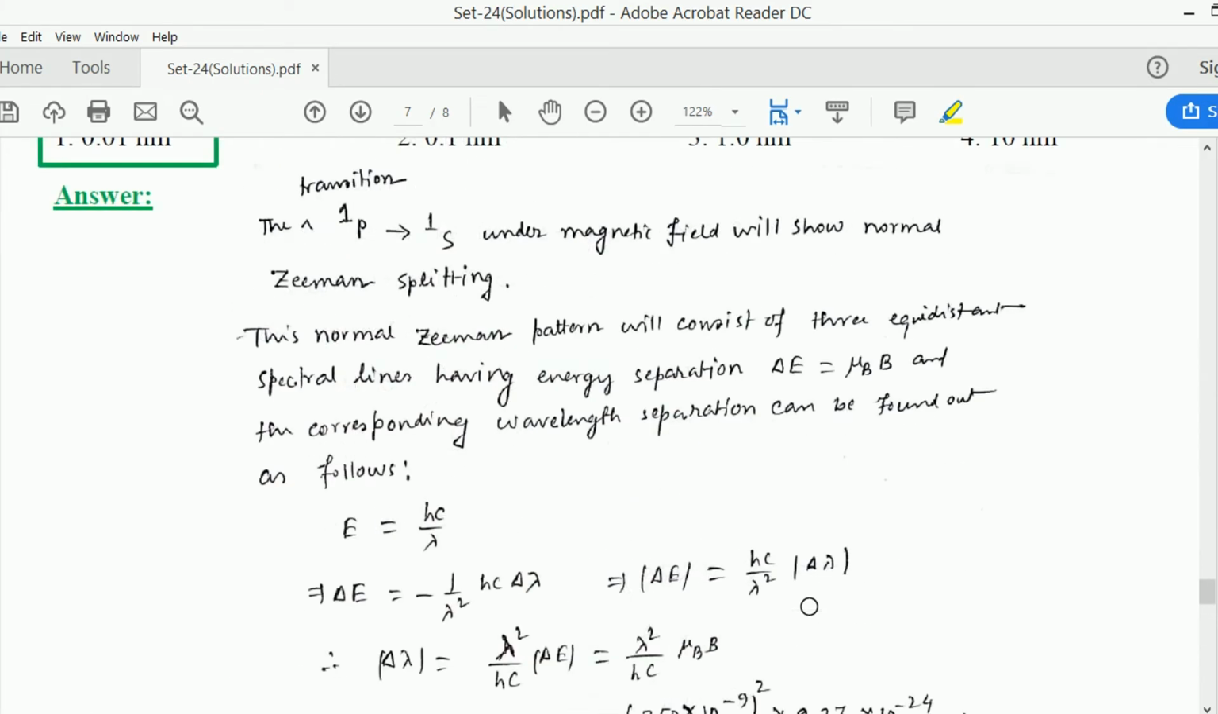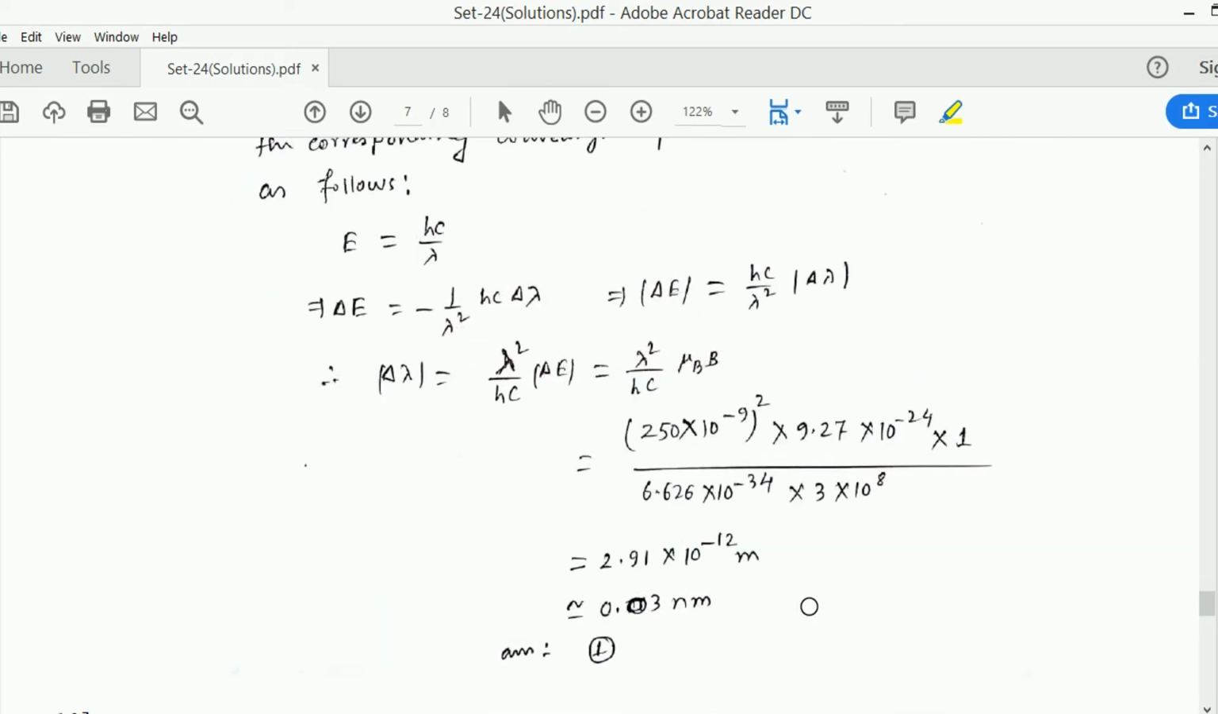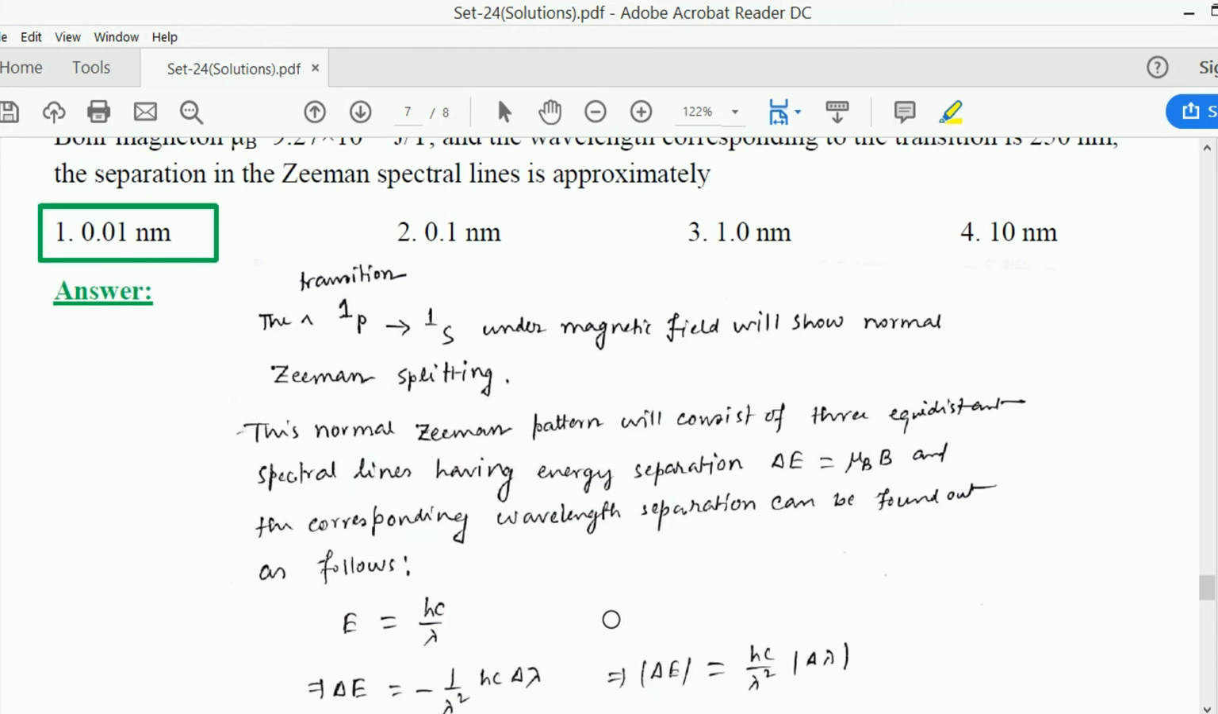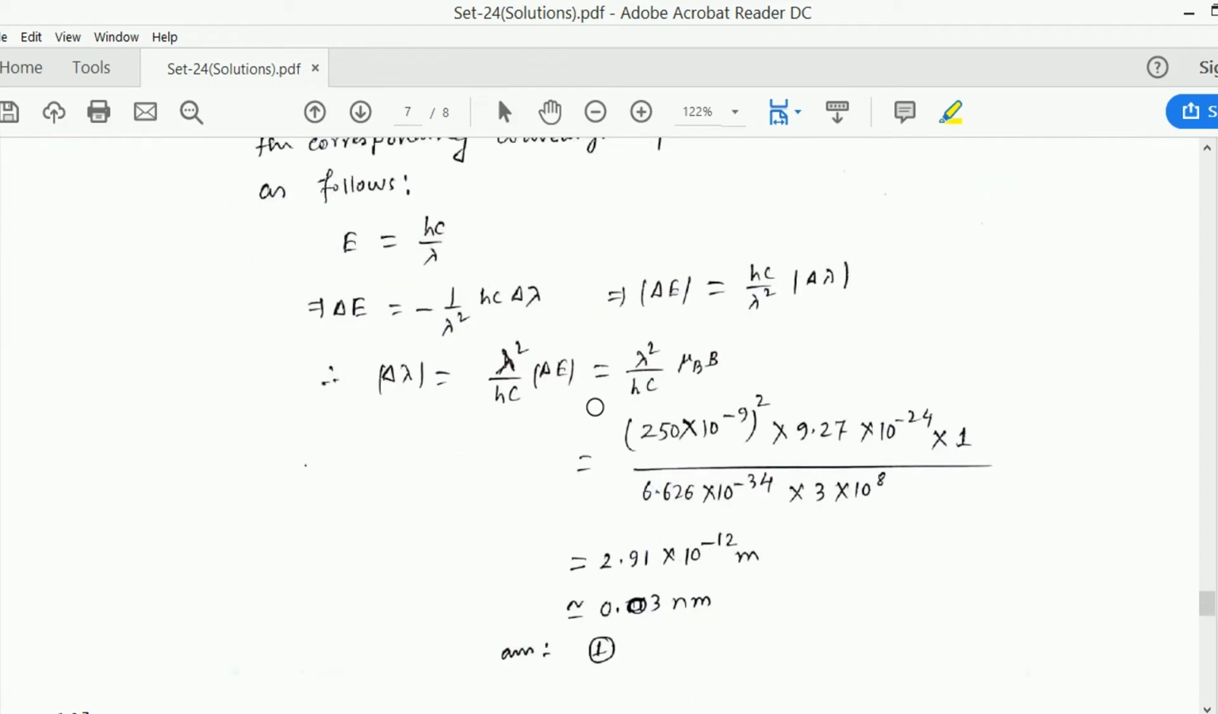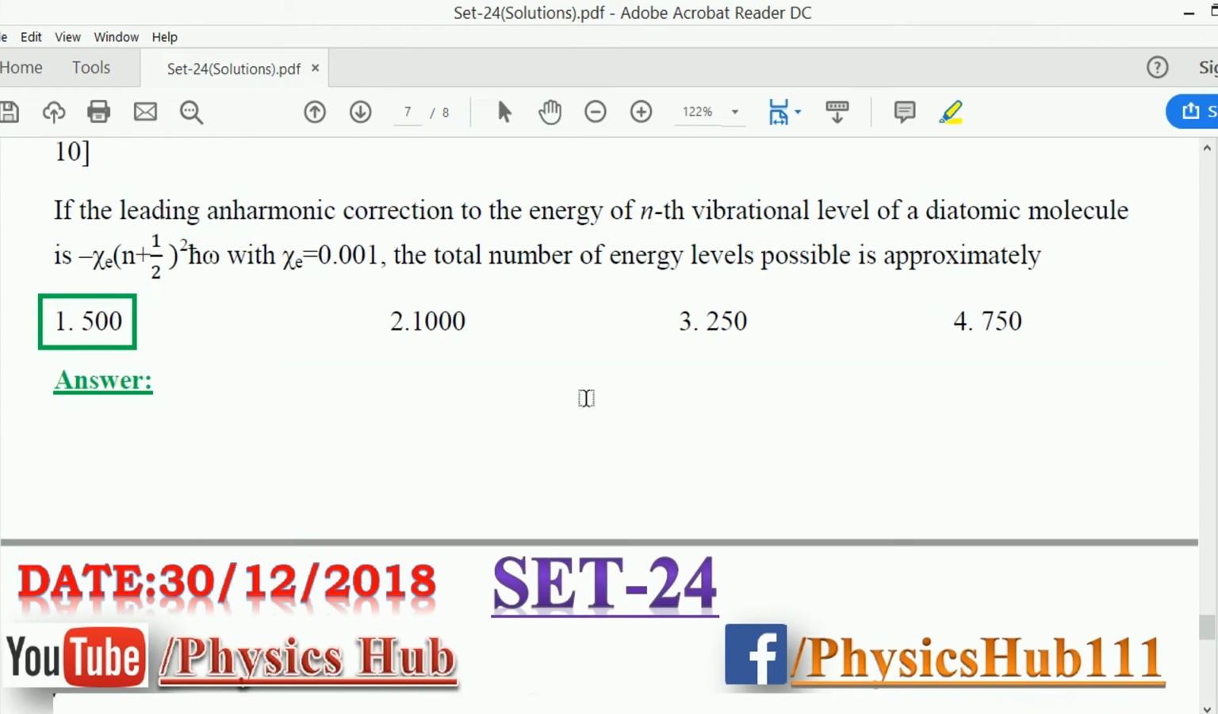But as usual it is not matching with any option, so we have to choose the closest possible answer, and the closest possible answer is 0.01 nanometer. So option 1 is the correct option. Question number 10. This is the last question of this set.